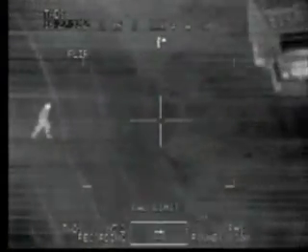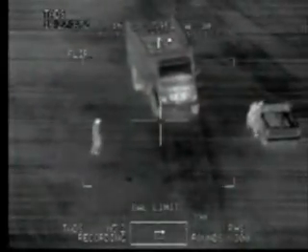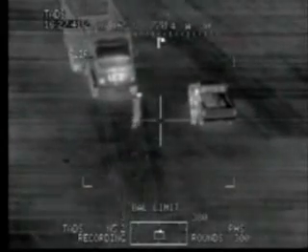Now he's running back. What's this other guy doing? You guys engaging? You see them with the weapons in their hands? Yes. They ran into the field.